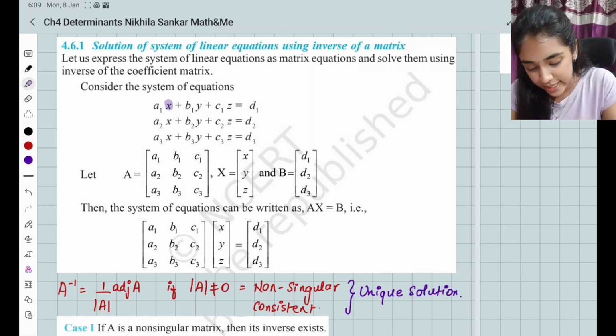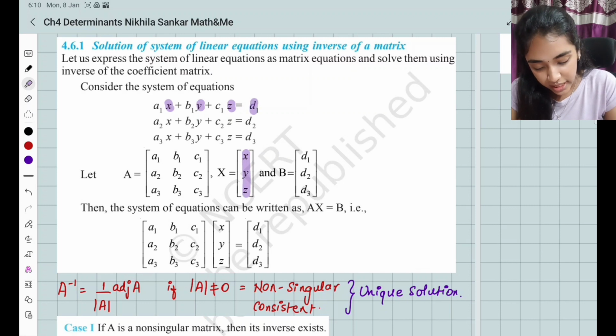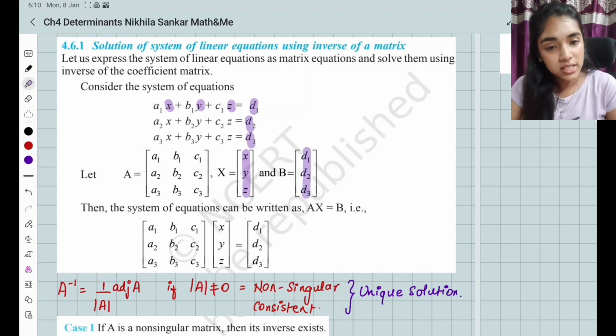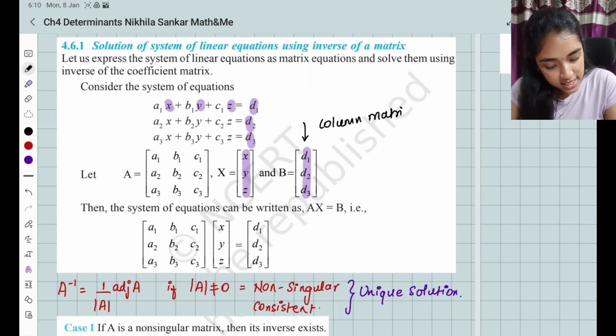x, y, z. The values which we need to find are going to be put in a separate matrix x, y, z. Okay? Then you have the constants which are d1, d2, d3 that are put in a separate matrix. இப்போ ஒரே ஒரு column தான் இருக்கு இல்லையா இந்த இடத்துல. So this is called a column matrix. So இந்த ரெண்டு values-யும் we are going to put it in a separate column matrix.